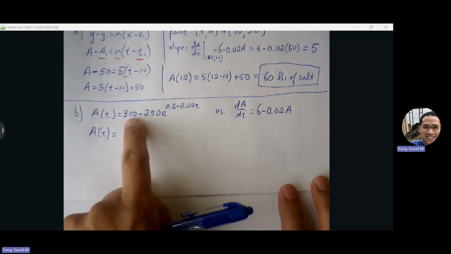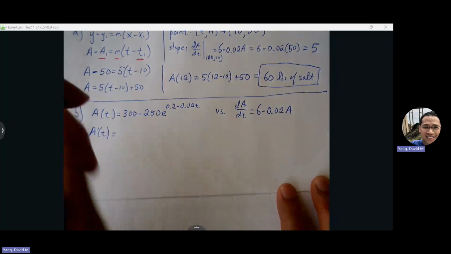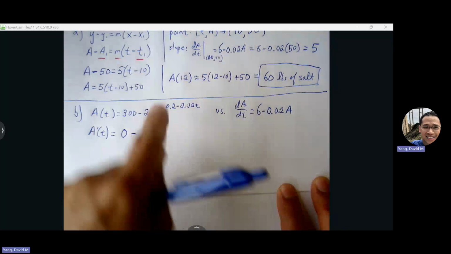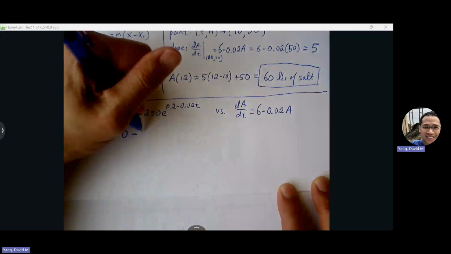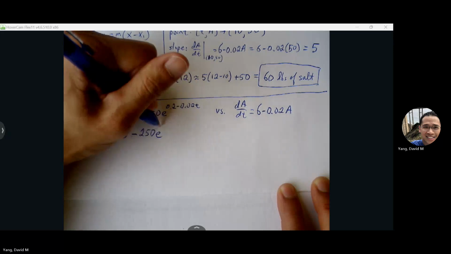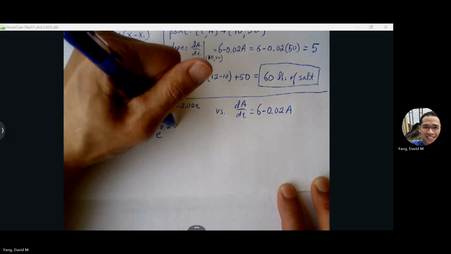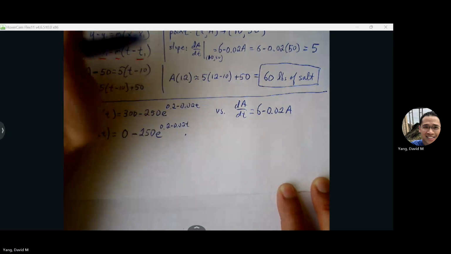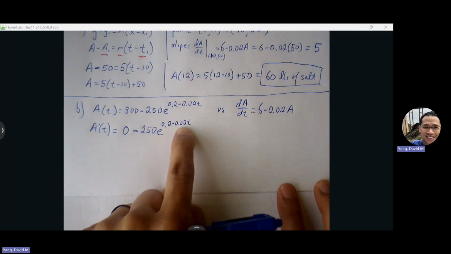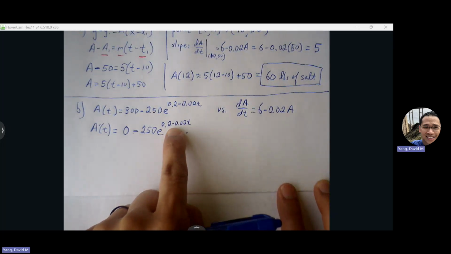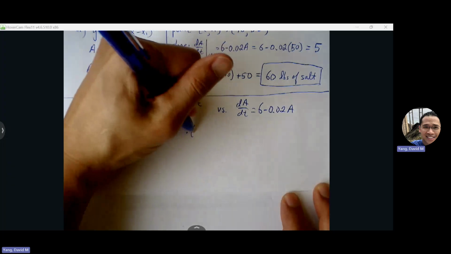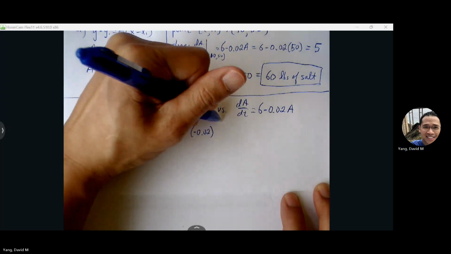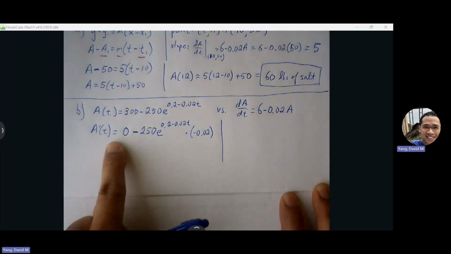let's think about our derivative rules. 300 turns into what? 0, okay. And this is e to the u. What's the derivative of e to the u? Yeah, e to the u times u prime. And my u value is the entire exponent, so the derivative of my exponent is just going to be negative 0.02 because the 0.02 is a constant that goes away, and the linear just becomes the coefficient in front. Okay, so that's my derivative.